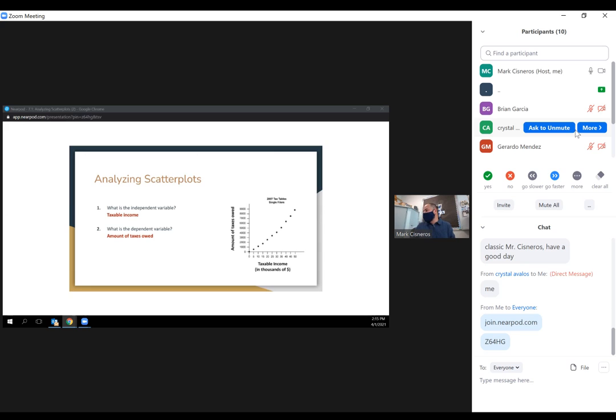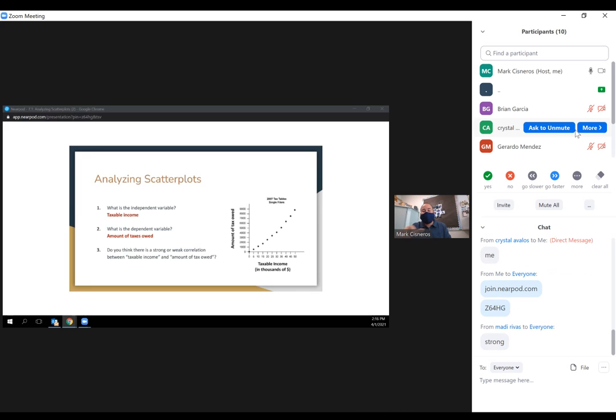That's not how it works. But tell me this, and put this in the chat, or unmute yourself, or tell me out loud here. Do you think there's a strong correlation here or a weak correlation? Even without knowing anything, you think it's strong? Maddie says strong. You guys agree? Why do you think it's strong?